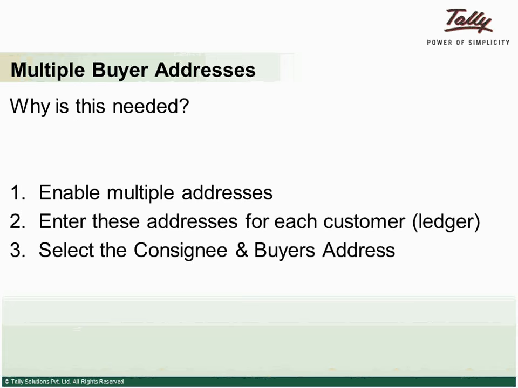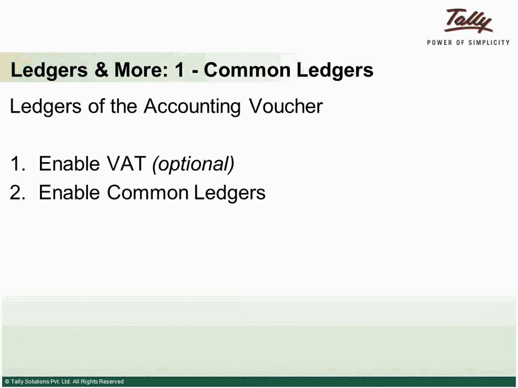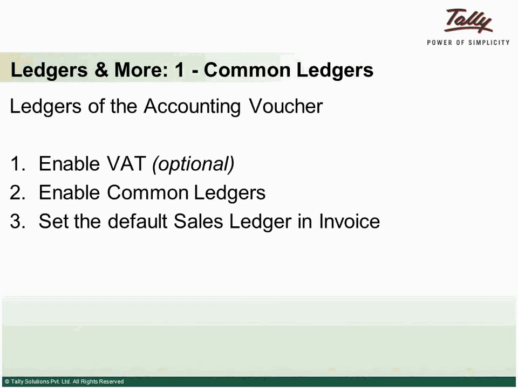Let us see how we will configure this in Tally. I will be showing. Enter the addresses of each customer in the ledger master and select the consignee and buyer addresses. You can see the same in the printouts. So, common ledgers of the accounting vouchers.